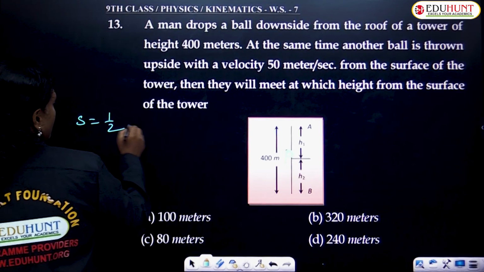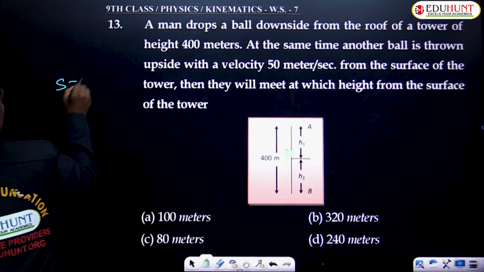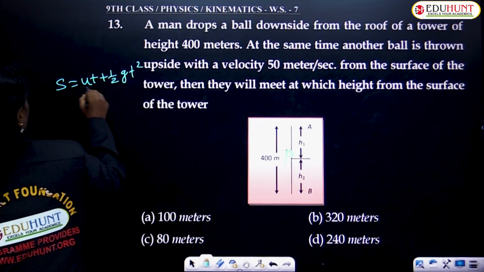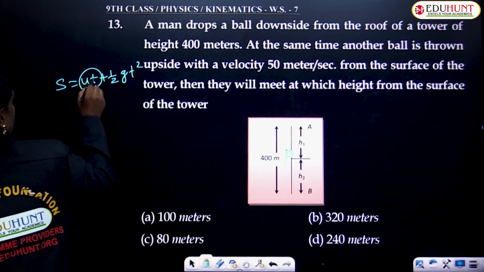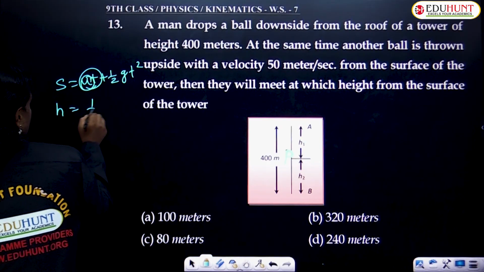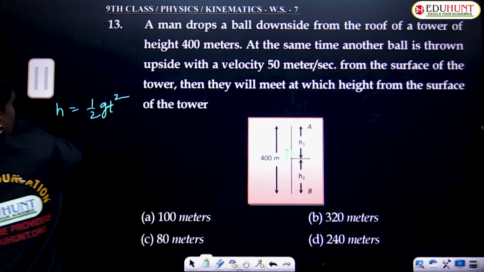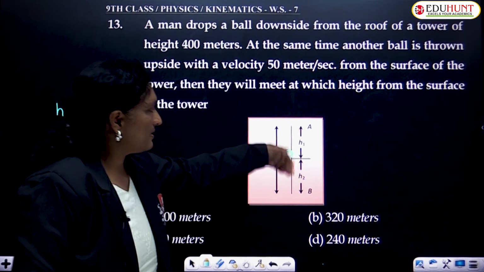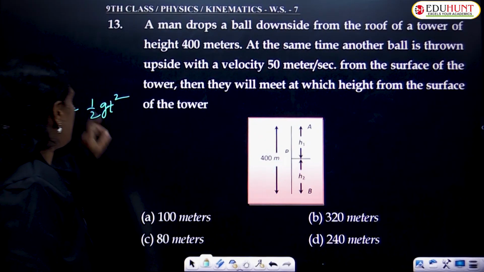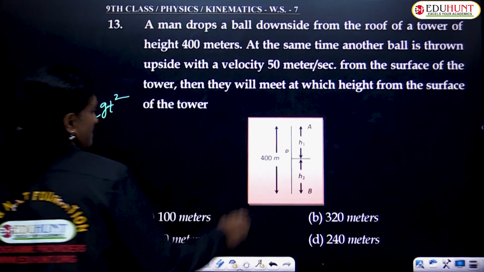Freely falling means initial velocity is 0. S is equal to ut plus half gt square, or half at square. For a freely falling body, the initial velocity is 0, hence it will become h equals 0 plus half gt square. So this must be the first equation. Whenever a body falls from this point, freely falling means the equation will be half gt square, some distance.